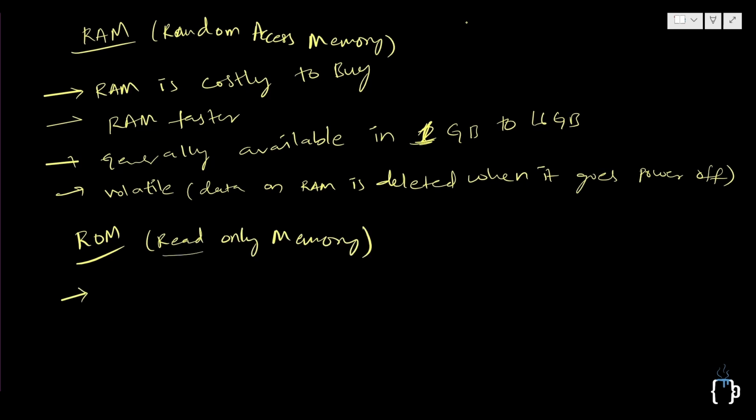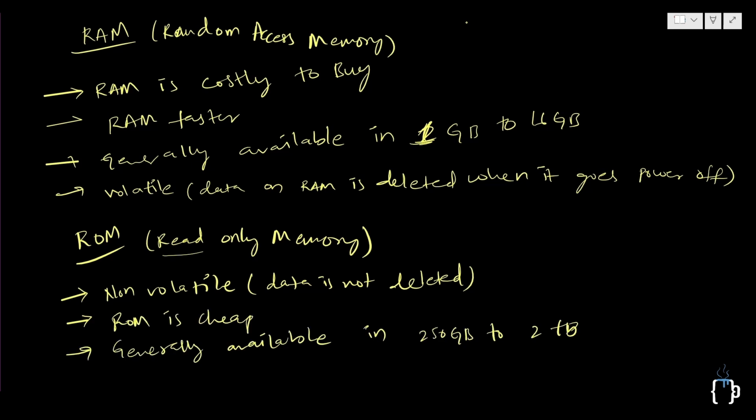You will learn in more detail about these types of memories in computer organization and architecture or analog or digital electronics. What is ROM? ROM is non-volatile, which is quite the opposite of volatile. Volatile means when the power goes off, the data is deleted, but independent of power, the data is stored in ROM. And ROM is cheap. Most people generally use 250 GB to 2 TB of ROM.